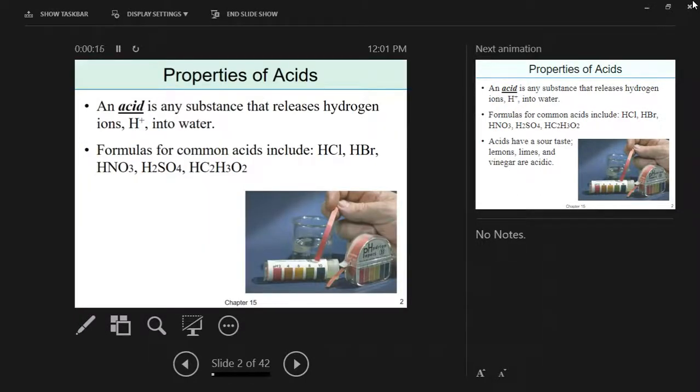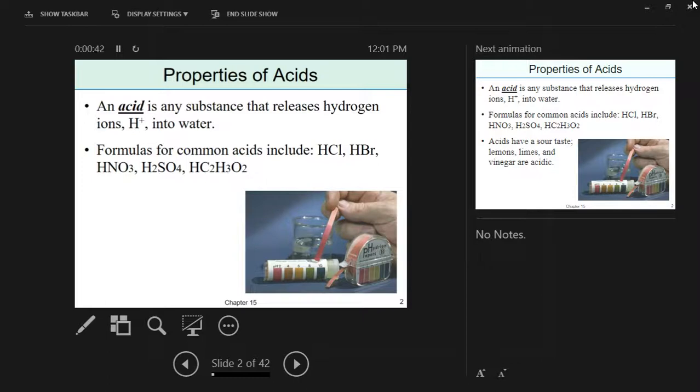All right, properties of acids. An acid releases hydrogen ions in solution. There are some good formulas for acids, and how do we know those are all formulas of acids? They have the H in front of them, and a non-metal hooked up to it. Some of those are monoprotic acids. Some of those are diprotic acids.